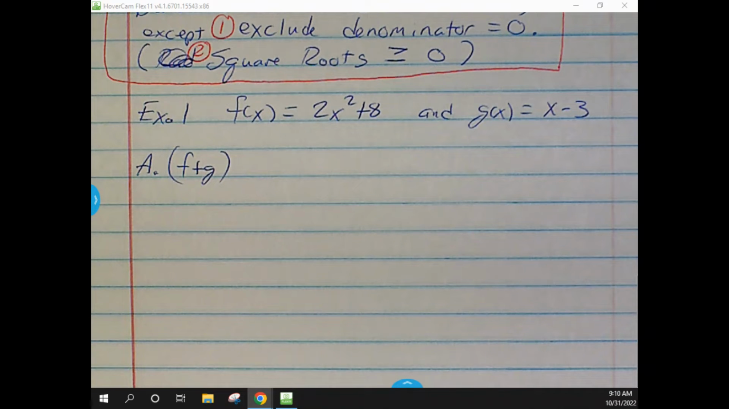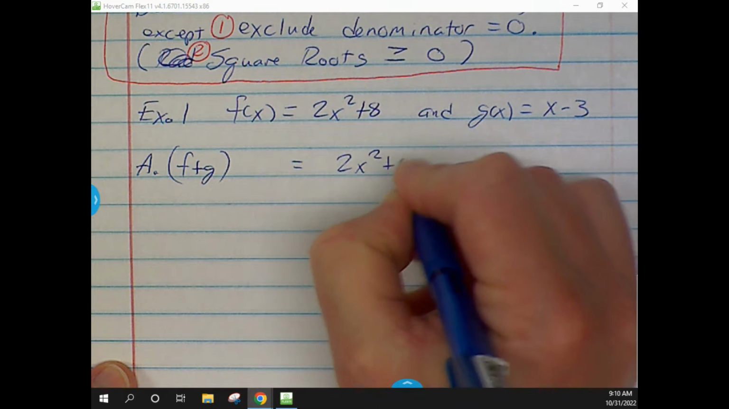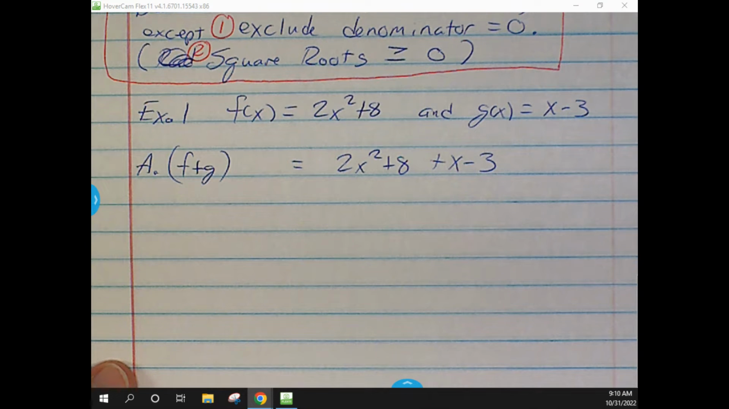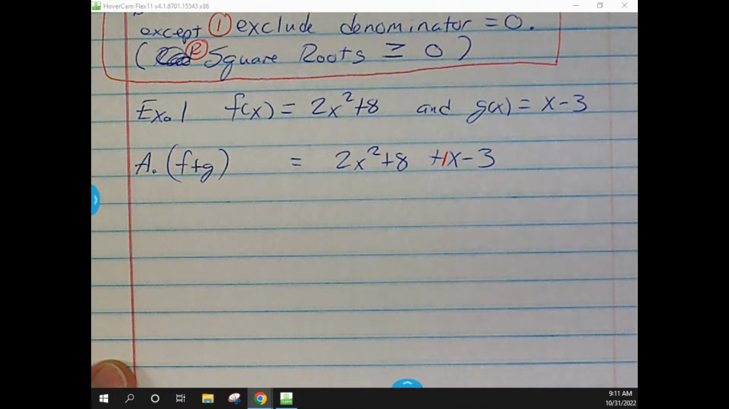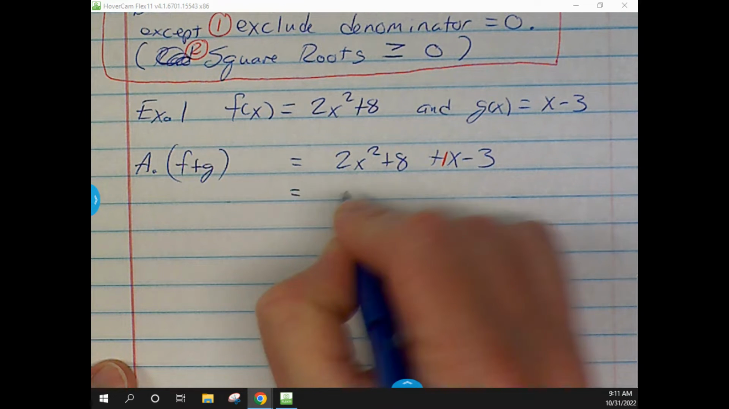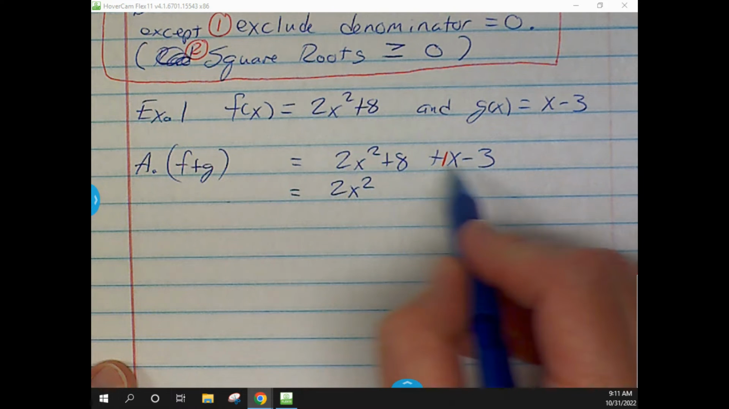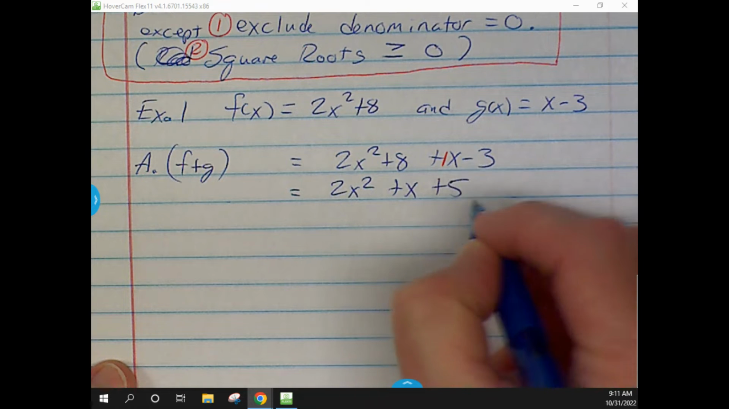For part A, we're going to do f plus g. So that's going to be 2x squared plus 8 plus x minus 3. And remember, with addition and subtraction, you're just combining like terms. So this should be the easy part to go through. The only thing you have to be careful of, which doesn't really impact this one, is there's a 1 that's here. So that's 2x squared. And they will want these answers in descending order in standard form. So you've got 2x squared, plus the x, which we didn't have to combine with anything, so that was nice. And then 8 minus 3 would be 8 plus 5.